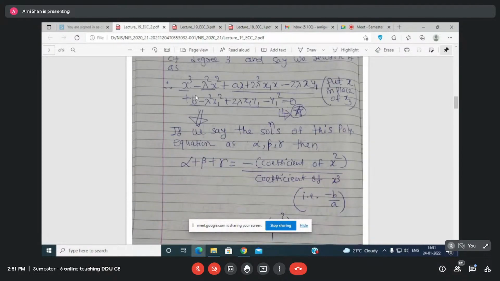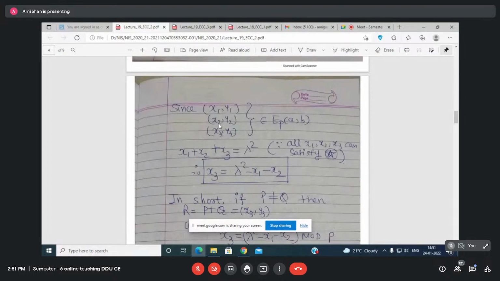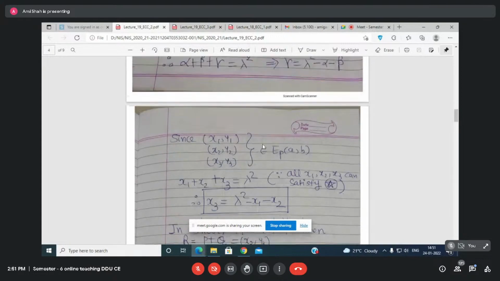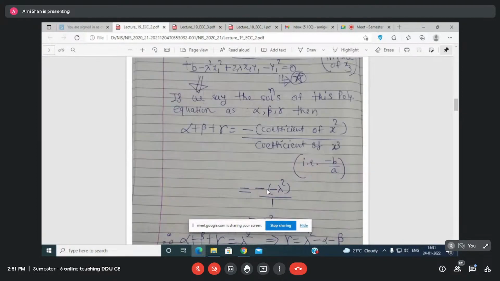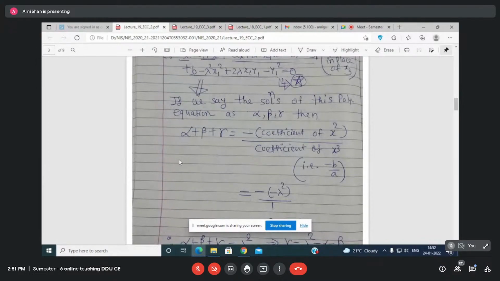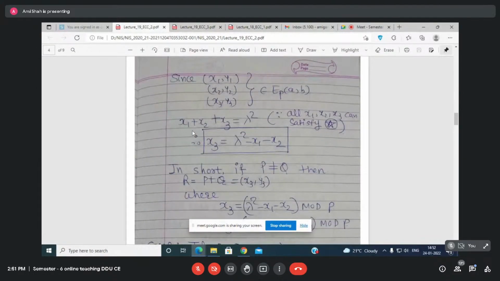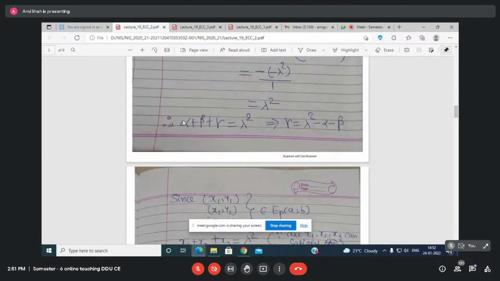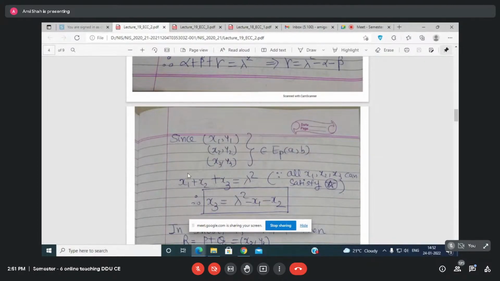Now listen everyone. In this case, all of you know that the points x1 y1, x2 y2, x3 y3 belong to this elliptic curve, right? So if they are on the curve, whether I put x1 y1, or x2 y2, or x3 y3, all satisfy this polynomial equation. And if they satisfy the polynomial equation, then can I write x1 plus x2 plus x3 equals lambda square? That's why I am getting x3 equals lambda square minus x1 minus x2, right?